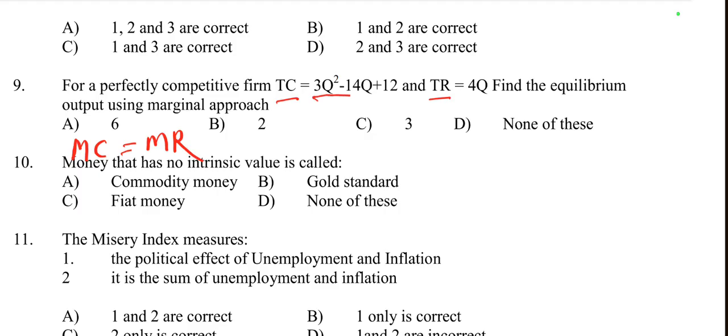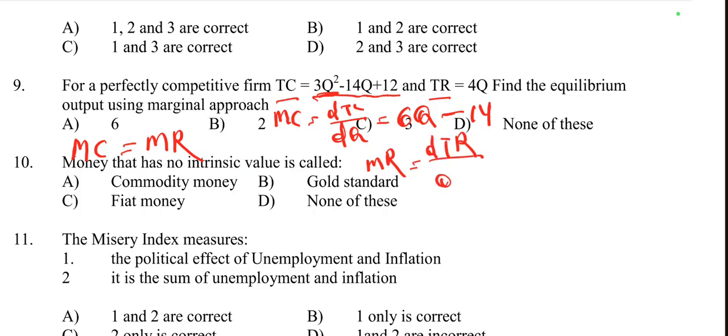Here TC is equal to 3Q square minus 14Q plus 12. So from TC we find out MC. MC is equal to dTC by dQ, the derivative of total cost with respect to Q. The derivative of 3Q square is 3 into 2, equal to 6Q; the derivative of 14Q is 14; and the derivative of 12 is 0 because it is a constant term. So here MC is equal to 6Q minus 14, and from TR we can find out MR. MR is equal to dTR by dQ, the derivative of total revenue with respect to Q. Here the derivative of 4Q is only 4.